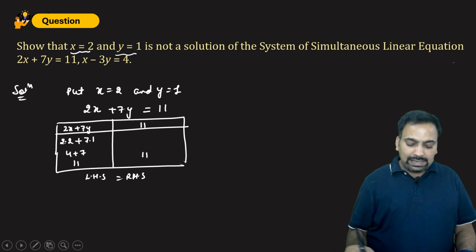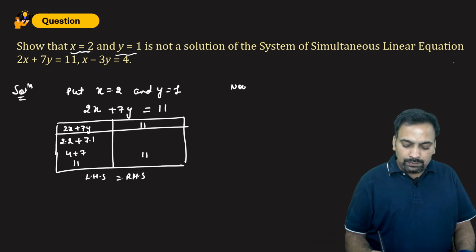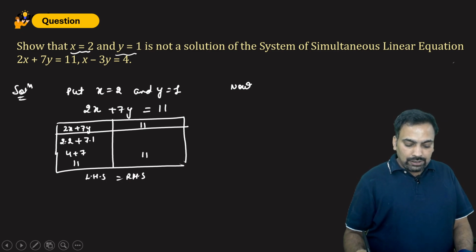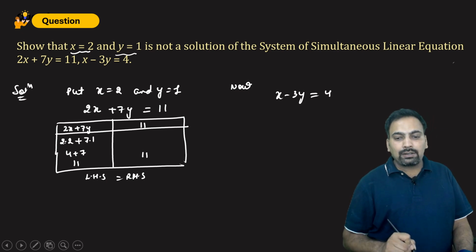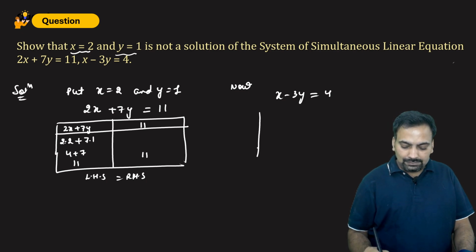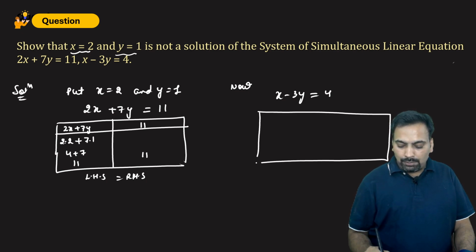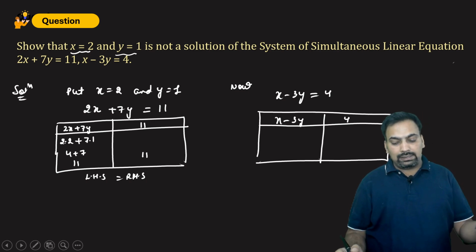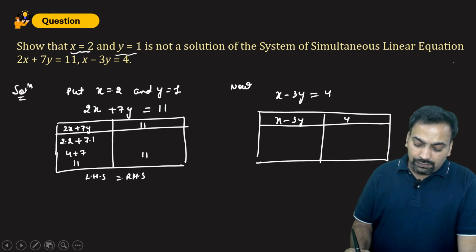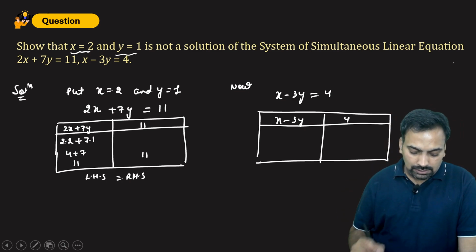And then take the second equation now. Second equation is what? x minus 3y is equal to 4. Got it? Make a box. A stick. Okay, then write here x minus 3y. If it comes equal to 4, then it is a solution. If it does not come equal to 4, then it's not a solution.